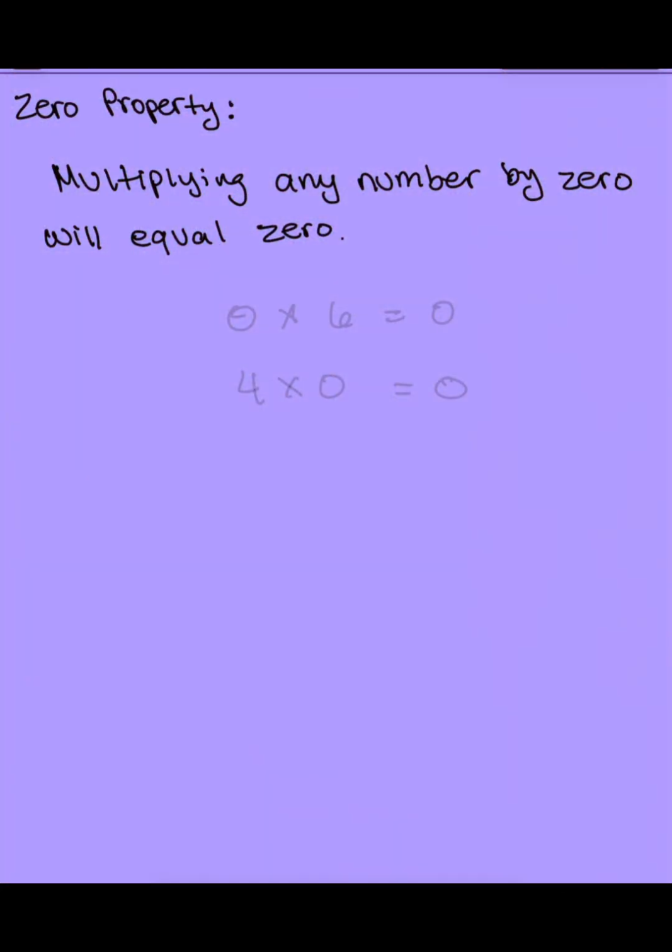The fourth property of multiplication is multiplying any number by 0 is always going to equal 0. So 0 times 6, you're going to get 0. 4 times 0, you're going to get 0. You can see it kind of like 0 cancels out any number. 0 destroys any number. Anytime you multiply by 0, you're just going to get 0.